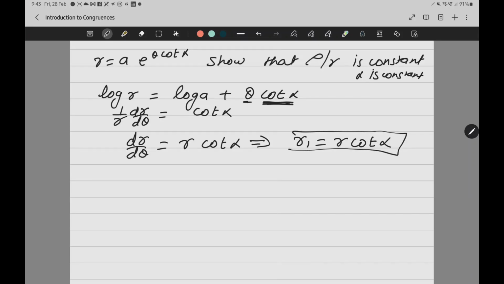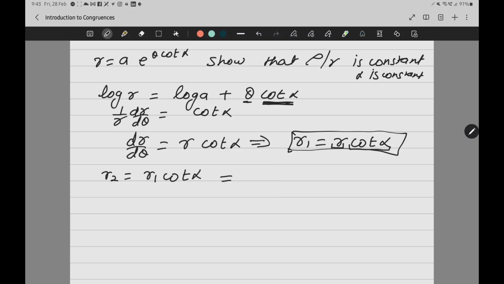This is my first. Whenever you get the results, always highlight it or make it equation number 1 or equation number 2. Now, do r2. R2 is equal to, now you have to apply the product rule. Right? So, differentiation of R is what? R1 cot alpha. Do I need to apply the product rule? No, I don't need, because cot alpha is the constant. So no need to apply the product rule. Now what is the value of R1?